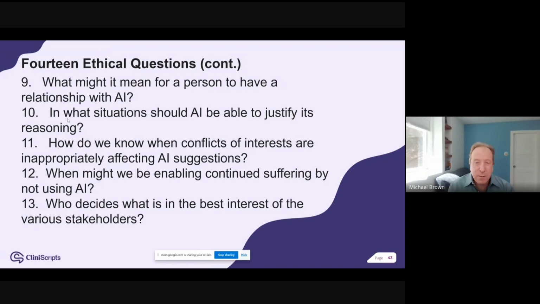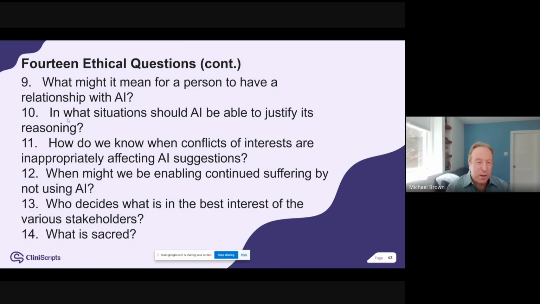Who decides what's in the best interest of various stakeholders? We may, for example, decide that something a patient wants to do is not a good idea. But at what point is it such a bad idea that we're willing, from a societal point of view, to say this is something we need to prevent? What level of paternalistic control do we want to exercise in some situations, and other sides emphasize autonomy?